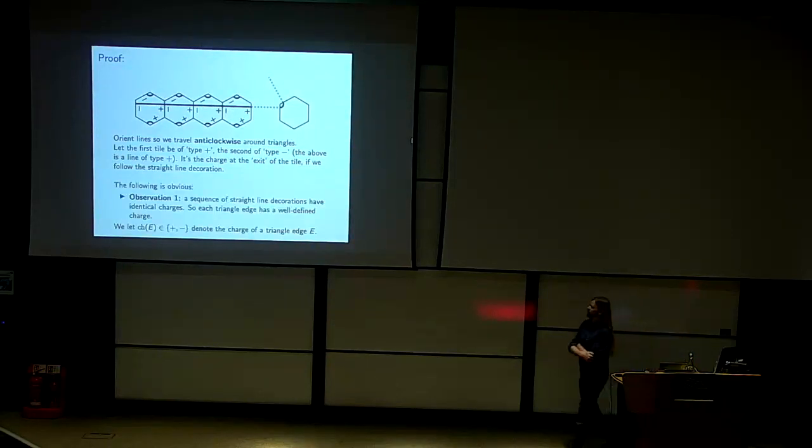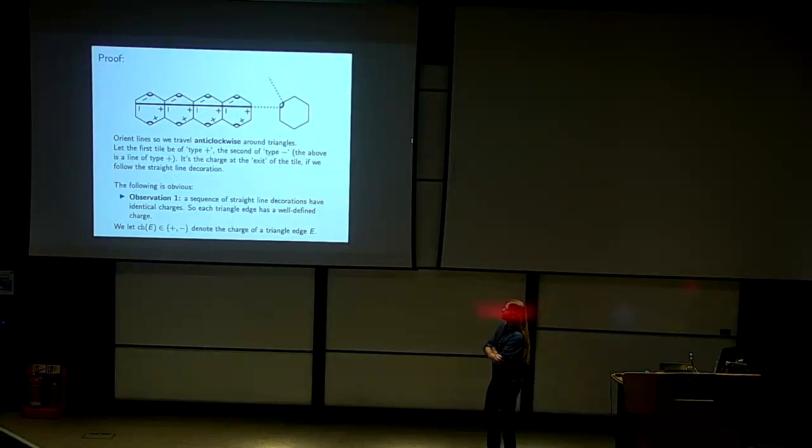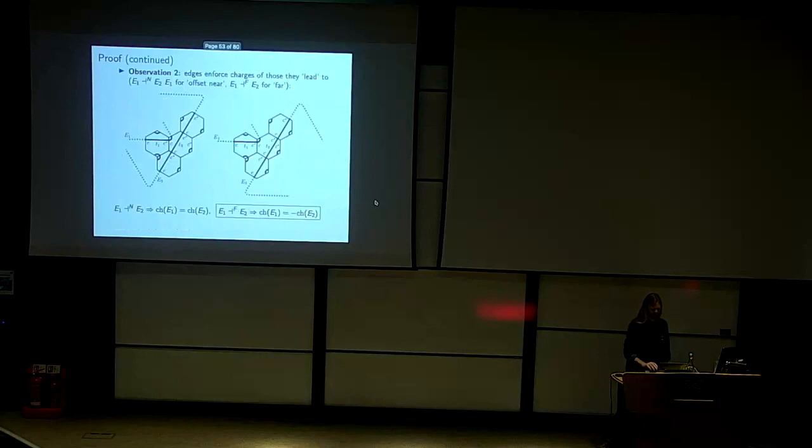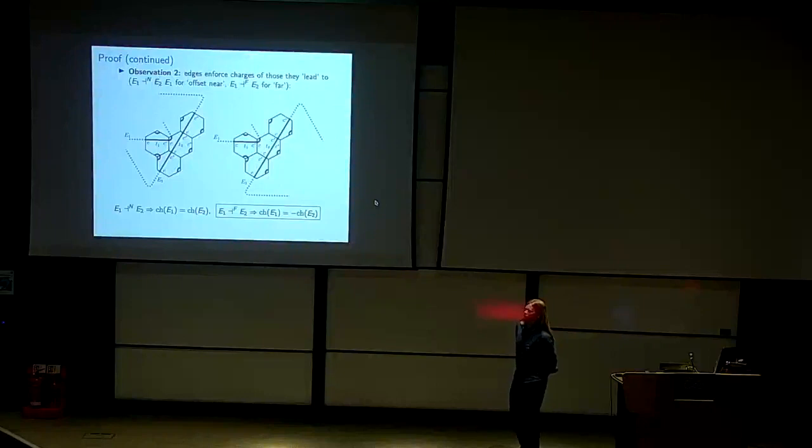And then the following observation is completely trivial and obvious. If I've got a sequence of straight line decorations, well, they all have to have identical charges, because remember, I rule out that a plus meets a plus. So if that one's a plus and I meet another straight edge there, that also has to be a plus, that has to be a plus, that has to be a plus. So each edge of our triangles all have edges which can be consistently assigned charges. I would let CH of E denote the charge of each edge, which is either a plus or a minus.